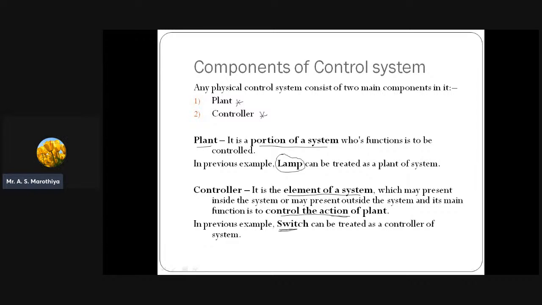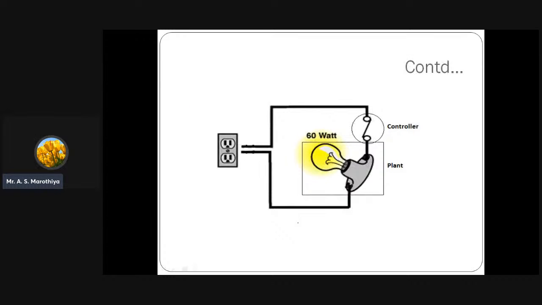Plant is a portion of a system whose function is to be controlled. Controller is the element which may be present inside the system, or may not be present inside the system. But ultimately, the main objective of using a controller is to control the action of the plant. That is important. So if you apply this topology to our previous case, instead of writing switch, we can now write controller. And instead of writing bulb or lamp, we can now write plant. So this is the representation of a control system, where we have a combination of controller followed by plant.